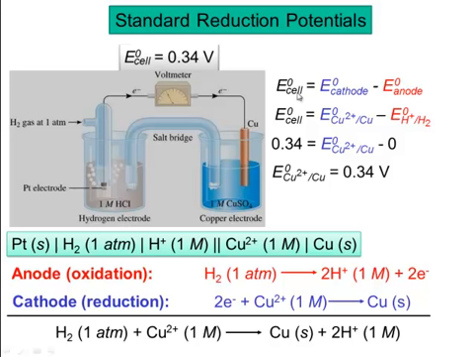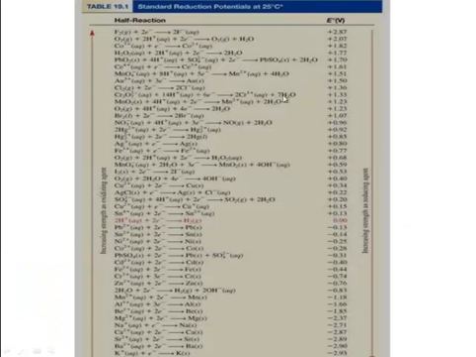So have a look at this equation. E0 cell is equal to E0 of cathode minus E0 of anode. E0 cell is what we have found out experimentally, 0.34 volts. E0 of anode, which is the left half electrode, is 0 as it is the standard electrode potential of hydrogen electrode. The only unknown being E0 of copper electrode, and therefore E0 of copper electrode turns out to be 0.34 volts.